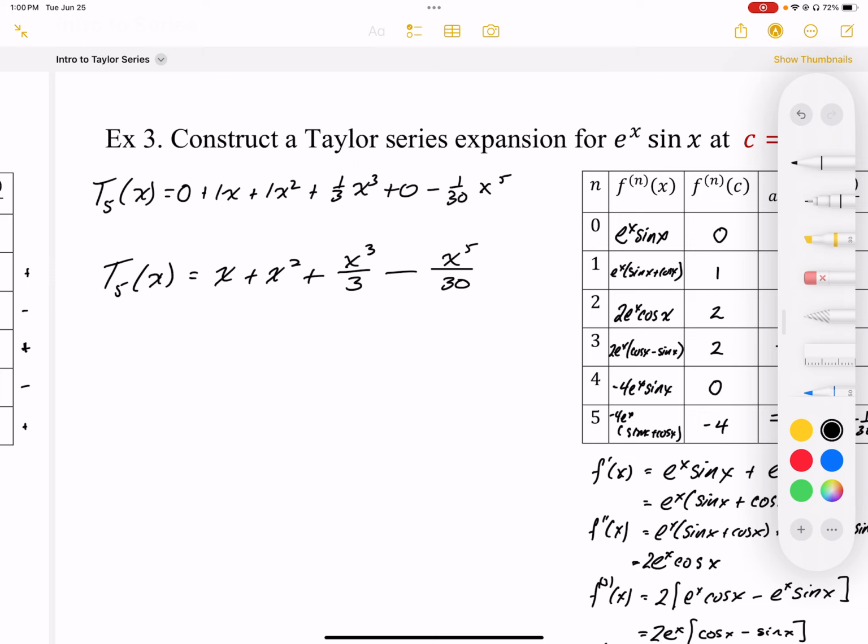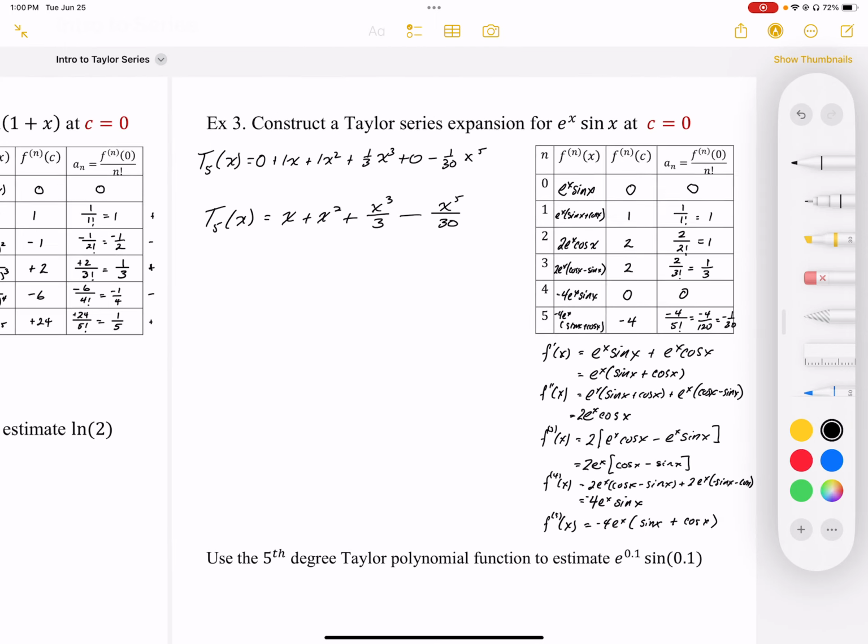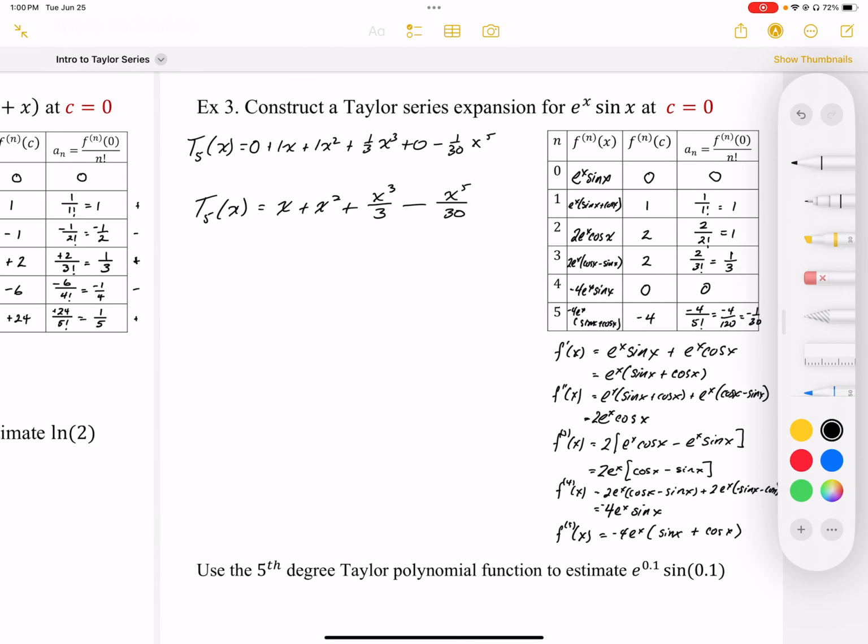So we could try this out. In this case here, we're going to use the 5th degree Taylor polynomial to calculate e to the 0.1 sine of 0.1. So we're going to plug in 0.1. So we're going to say that e to the 0.1 sine of 0.1 is going to be approximately equal to our Taylor polynomial when x is 0.1.